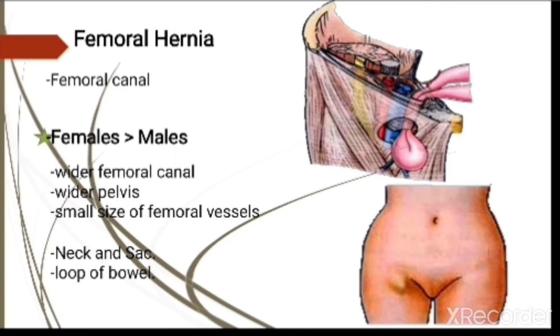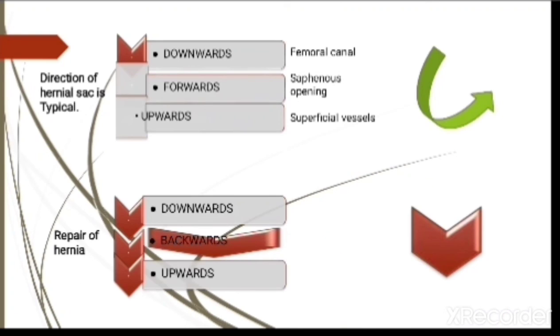Then femoral hernia. Femoral hernia occurs through the femoral canal, and this hernia is more common in females than in males, because in females the pelvis is wider, so the femoral canal is wider, and that leads to more protrusion of the abdominal organs into the femoral canal. Then the direction of this femoral hernia is downwards, forwards and upwards. So if you want to treat this hernia, the direction would be downwards, backwards and upwards.